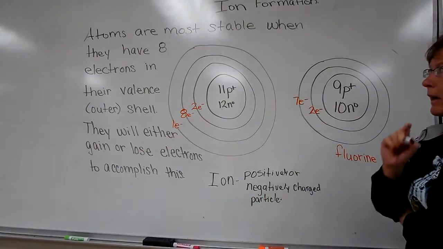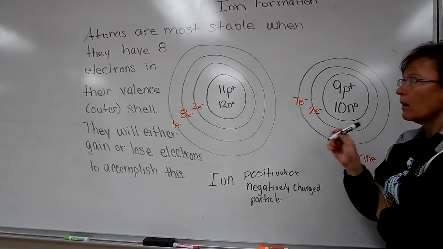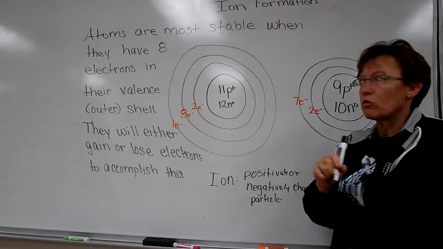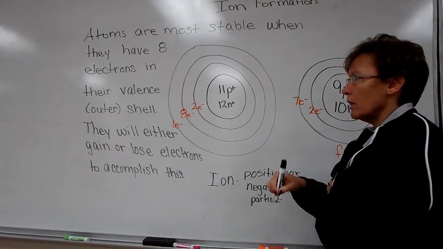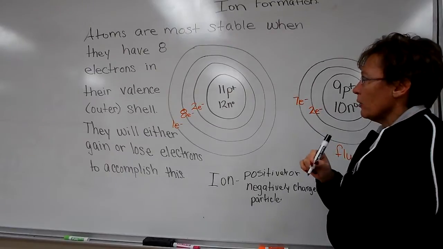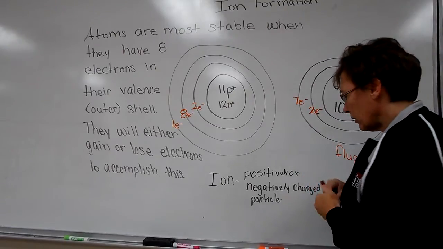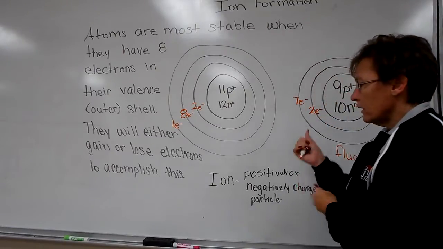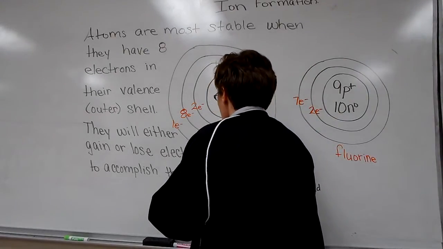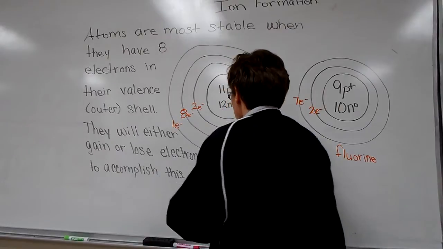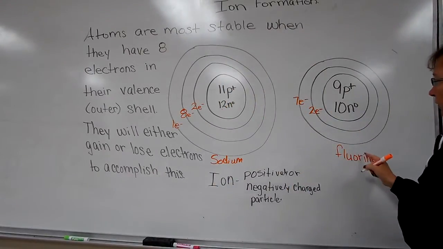So let's talk about how this happens. If you remember, we drew Bohr models of atoms in our last lesson. And when we drew Bohr models, we looked at the atom, and we've got two examples here. We've got sodium and fluorine. So first we're going to look at fluorine.